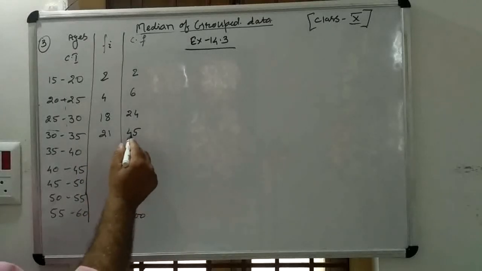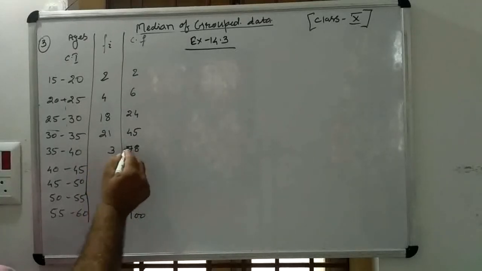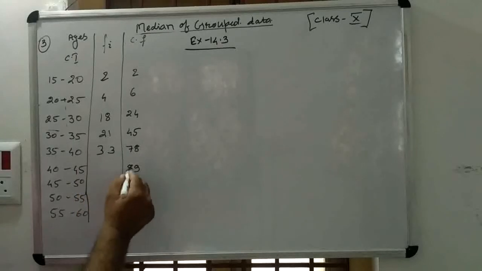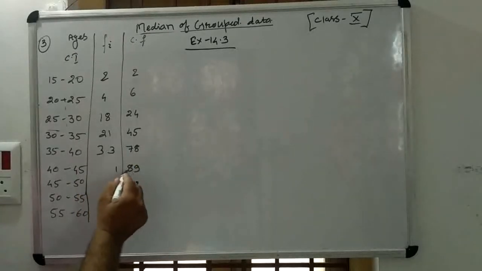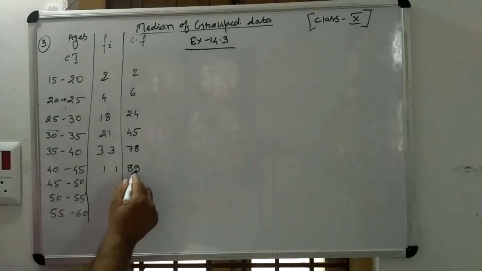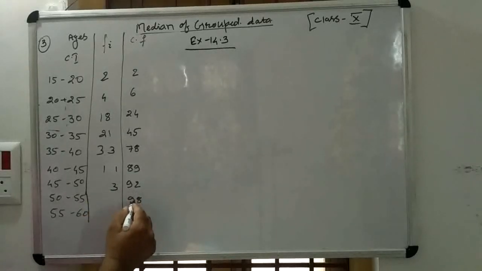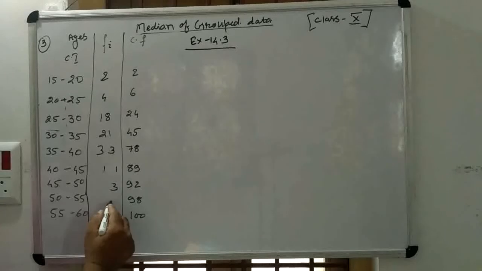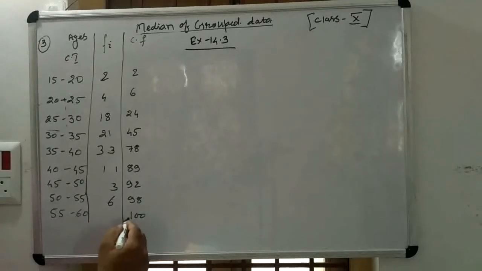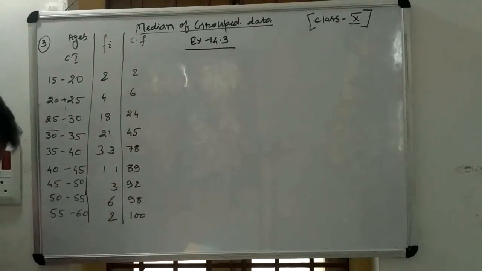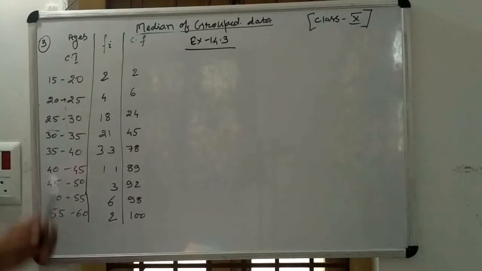It will be 33, and then 11. It will be 3. It will be what? 6. And it will be 2. So in this way your frequency has been completed.